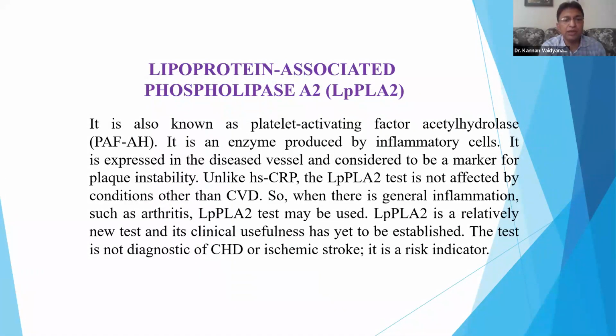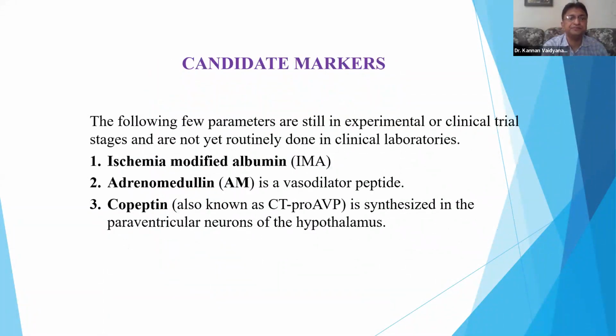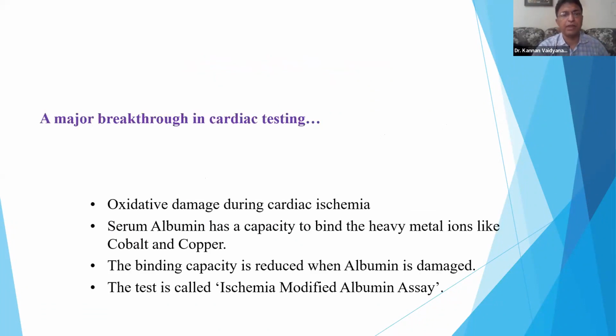But it is a relatively new test and the clinical usefulness is still to be established, and it is not used as a diagnostic of cardiovascular heart disease or ischemic stroke, but just as a risk indicator only. It cannot be used as a disease indicator, but it's just a risk indicator. You have various other candidate markers like ischemia modified albumin, adrenomedullin, which is a vasodilator peptide, and copeptin, also known as CT-pro-AVP, which is synthesized in the paraventricular neurons of the hypothalamus. Many of these are potential or candidate markers, but the clinical utility has not yet been proven for many of these markers.